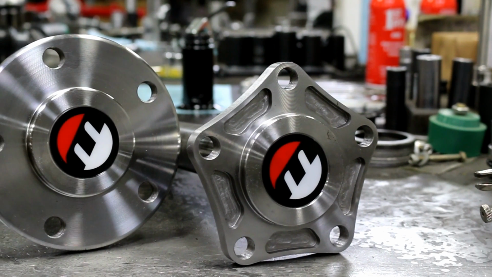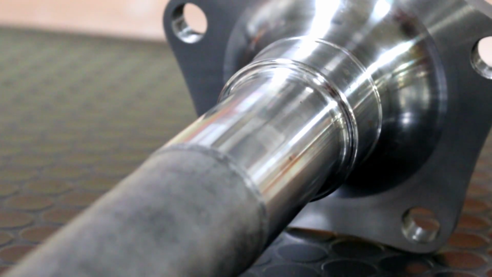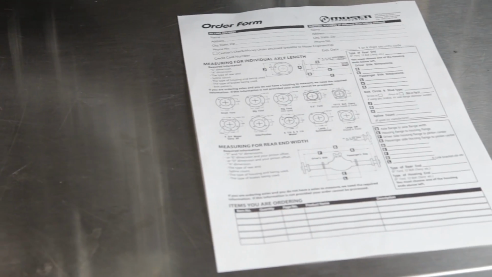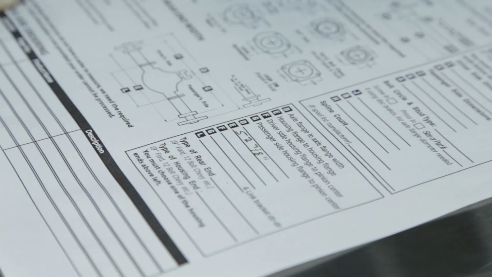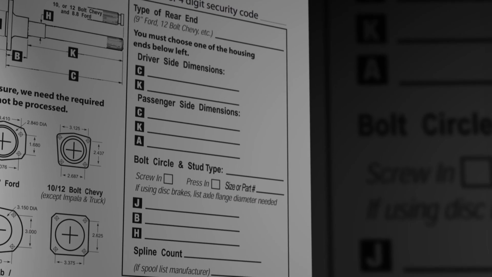When you're ready to step up to a pair of custom axles from Moser Engineering, it only takes a few minutes to gather the information you'll need to download and fill out the order form. You'll just need to take a few measurements and answer a few questions in order to ensure your order is crafted to the correct specifications.